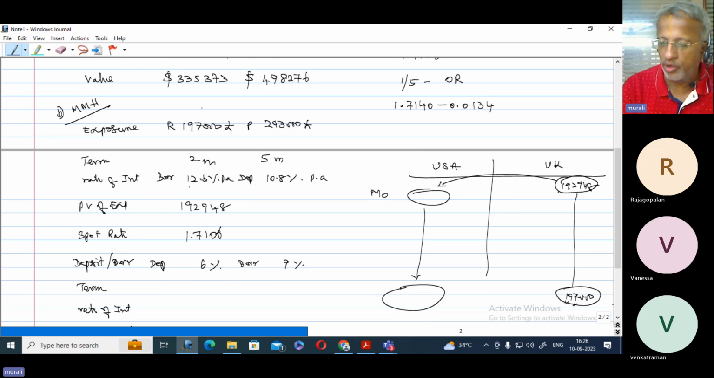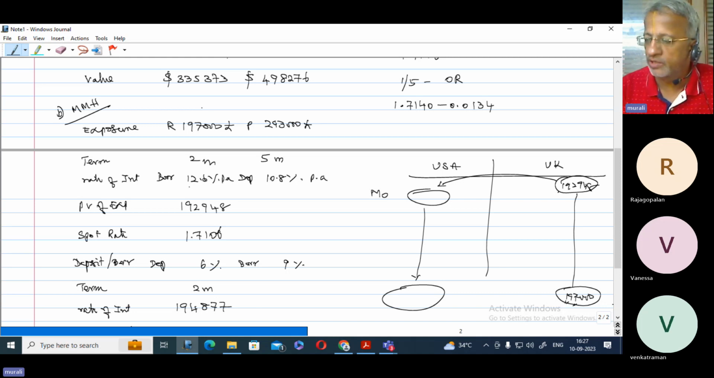Now let us take it up on a pro rata basis. 0.06 divided by 12 into 2 plus 1 into 192,948. So that comes to 194,877. 194,877 is the number there.